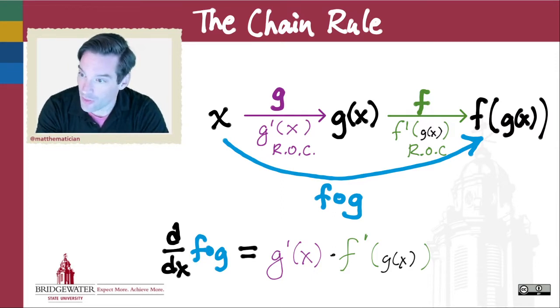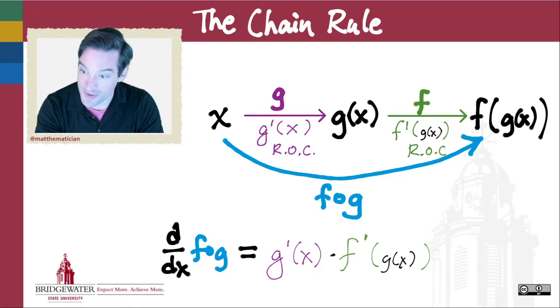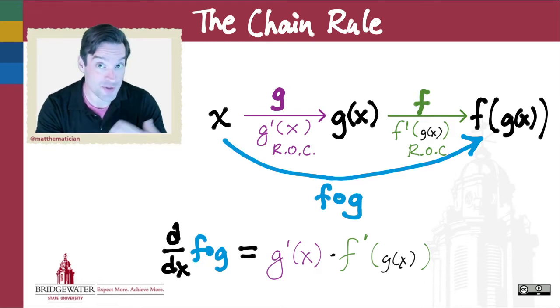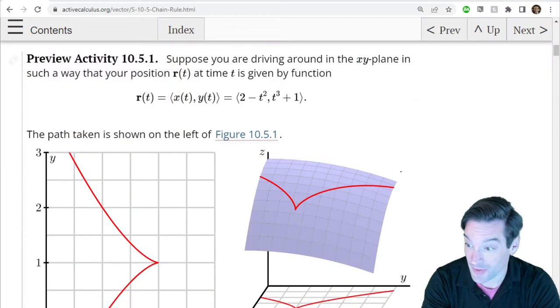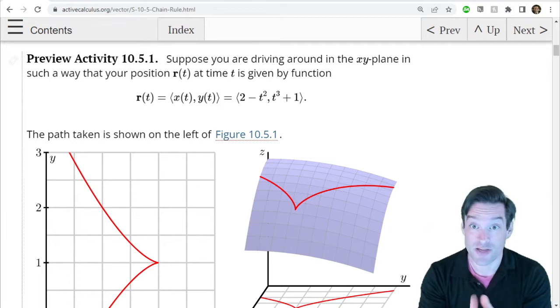And the way that this activity starts us out is by providing us with a context in which a composition of functions of several variables might actually be helpful, might actually be valuable. So the example that they give here is that we have a parameterized curve. And a parameterized curve is a vector-valued function.